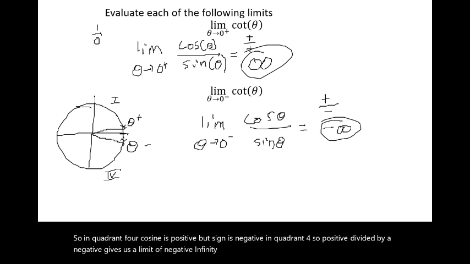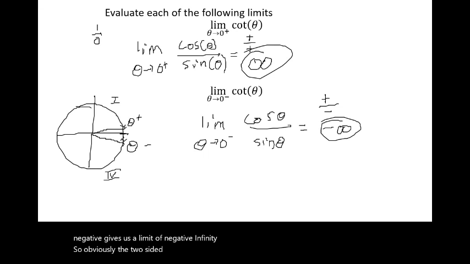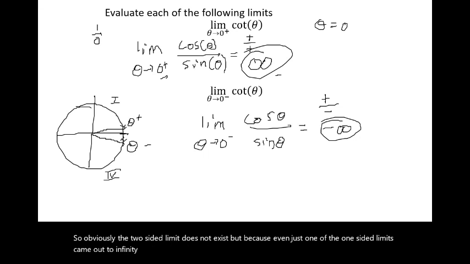So obviously, the two-sided limit does not exist, but because even just one of the one-sided limits came out to infinity, that means theta equals 0 is a vertical asymptote.